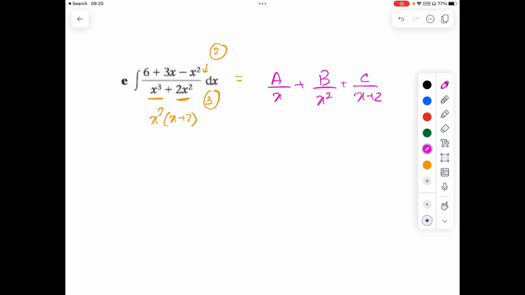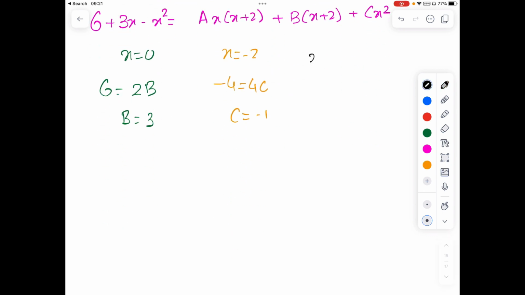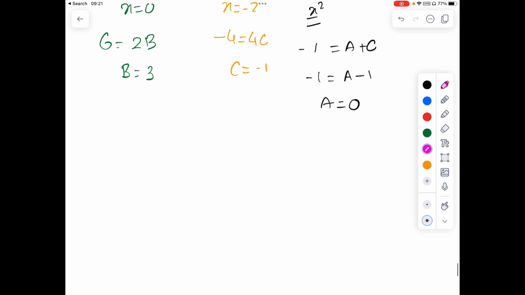So what do I get from there? 6 plus 3x minus x squared equals a x times (x plus 2) plus b times (x plus 2) plus c x squared. Plug in x equals 0: 6 equals 2b, b equals 3. Plug in x equals negative 2: negative 4 equals 4c, c equals negative 1. Now compare the coefficients of x squared. This is negative 1 over here, it is a over here, and c. But c was negative 1, so a equals nothing but how much? 0.